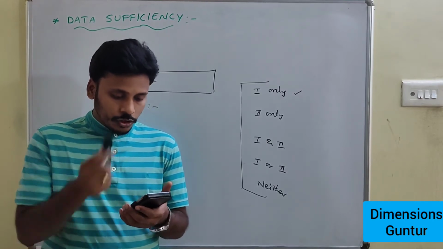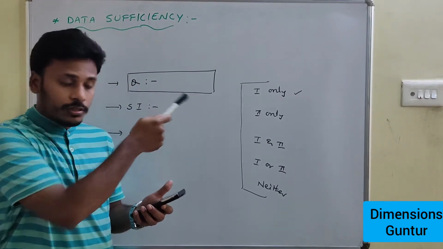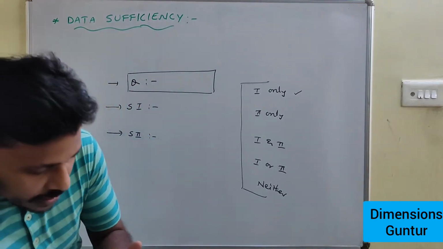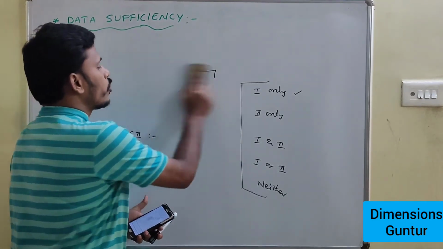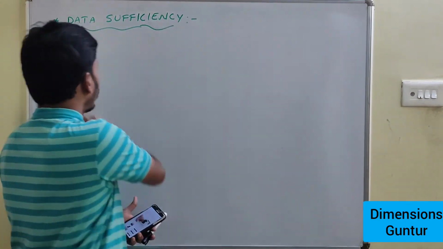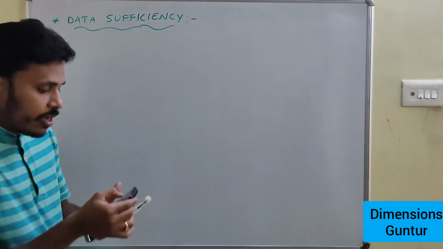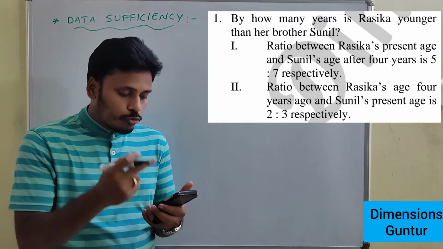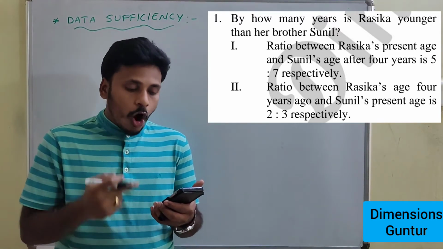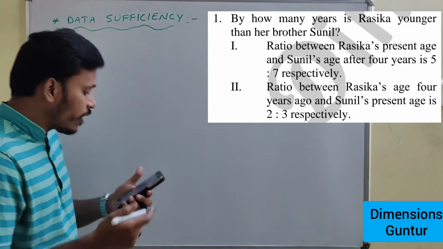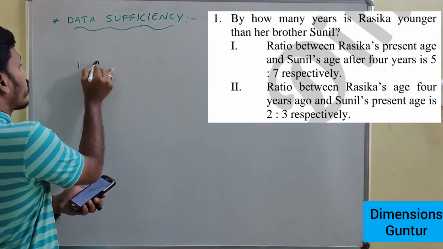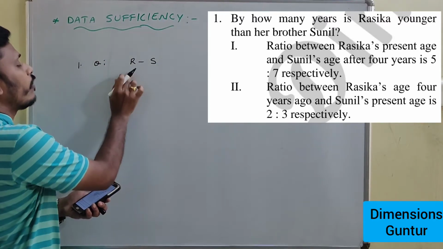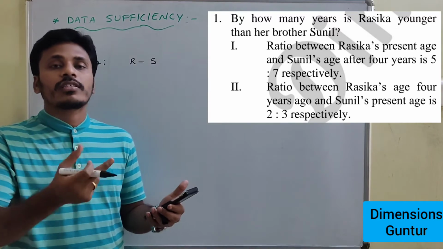So here in the first question, just have a look. Here you will get the question, and I will read the question for you. By how many years is Rasika younger than her brother Sunil? So we need to answer what? By how many years Rasika is younger than her brother Sunil? In the sense, there are two persons, Rasika and her brother Sunil. The question part in this first problem is the difference between the ages of Rasika and Sunil. We need to find the difference between the ages of Rasika and Sunil.